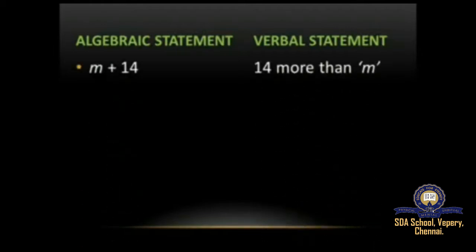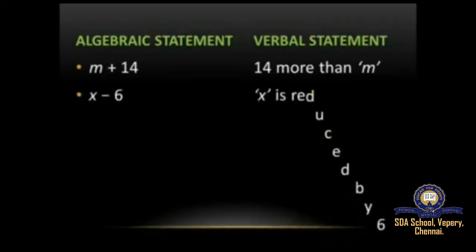So in algebraic statements, the statements will be represented as a variable and a number, okay? What is a variable? Whose value is not known is called a variable, okay? So here m is a variable and 14 is a number. So in algebraic statement, the statements will be represented like this only, okay? So here m is 14. So in the verbal statement, you will be writing it as 14 more than m. The plus over here indicates that more than, okay? So in verbal statement, it will be represented as 14 more than m.